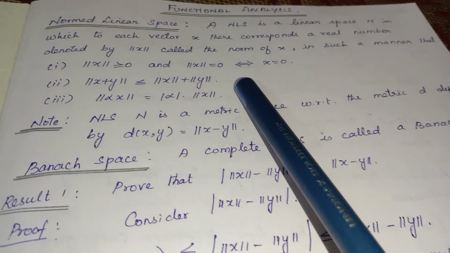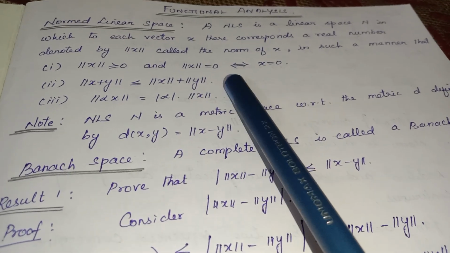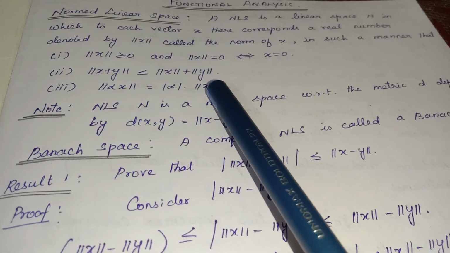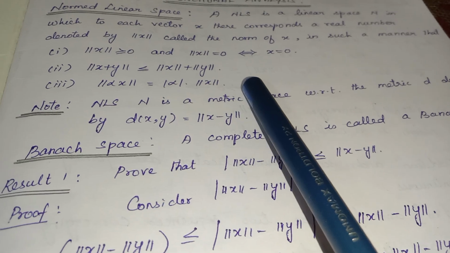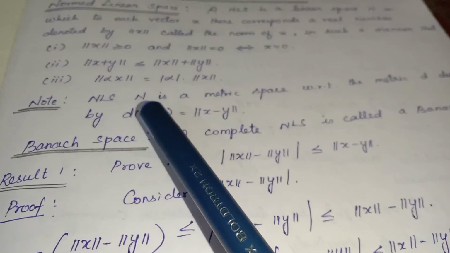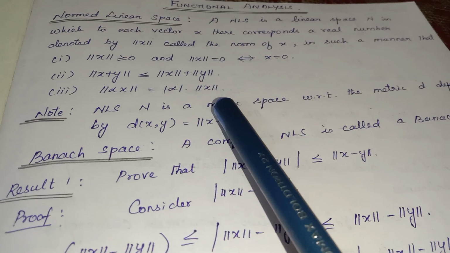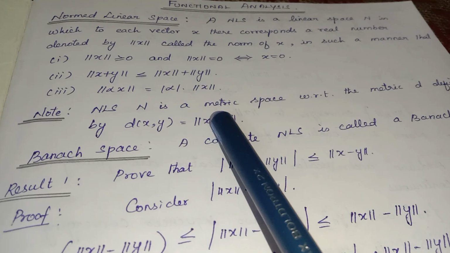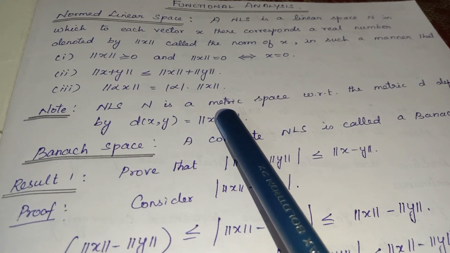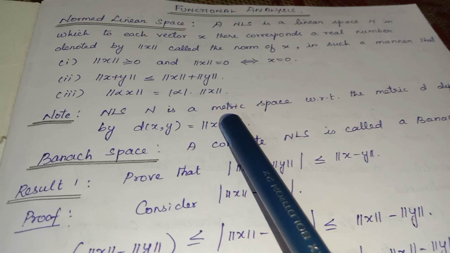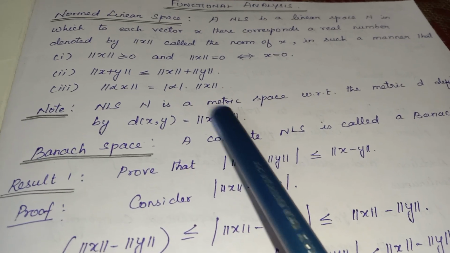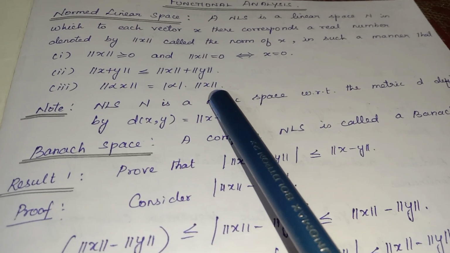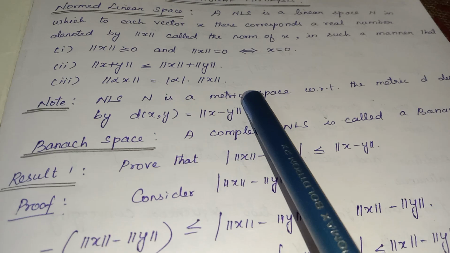Let's come back to the normed linear space definition again. This norm you have already studied in inner product spaces: the inner product of a vector x with itself is norm x squared. So what is the connection between inner product space and normed linear space? If you are given an inner product space, it will definitely be a normed linear space, because the inner product you define satisfies all the criteria for a norm. But when you are given a normed linear space, it need not be an inner product space.